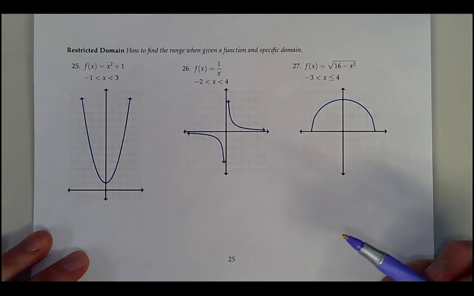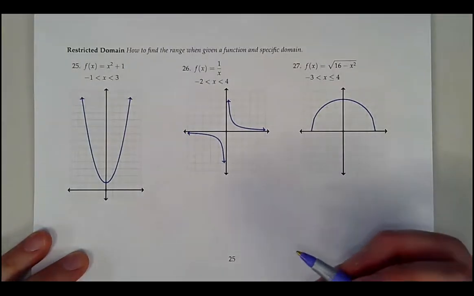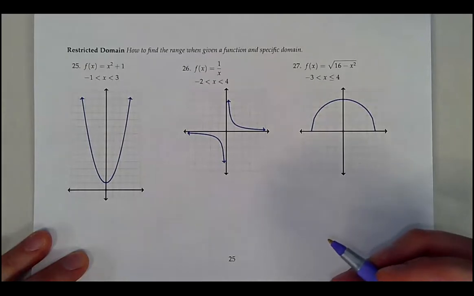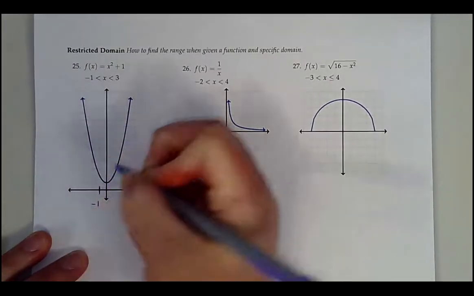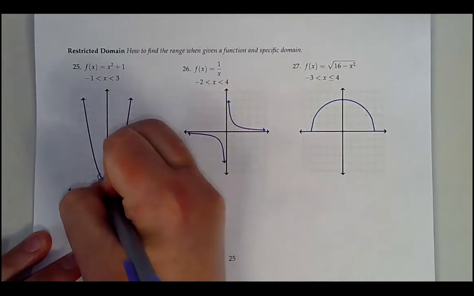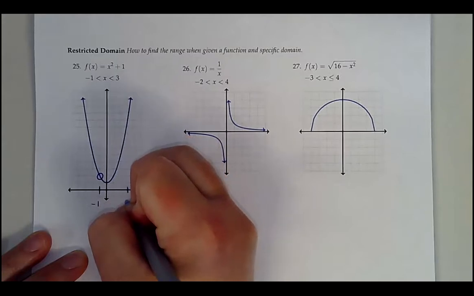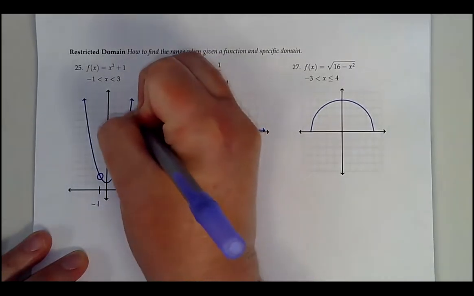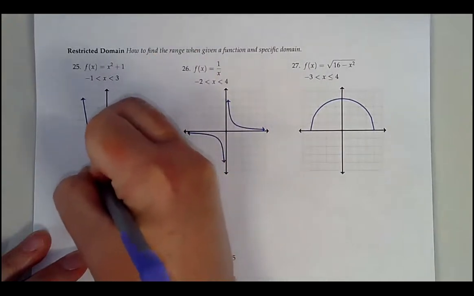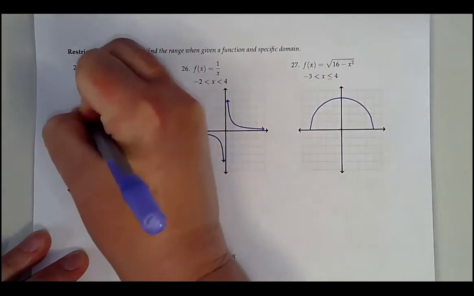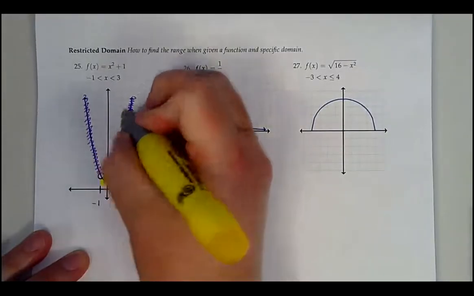Number 25 says f of x is equal to x squared plus 1, and we're interested in x between -1 and 3, but not including those. So here is x is -1, and since we're not including -1, I'm going to put a hollow circle there, and then it goes to x is 3, and again, it doesn't include 3, so we'll put a hollow circle there. Then we don't want anything outside of that, so I'm just going to cross this part of the graph out. So the part that we're interested in is this part here.